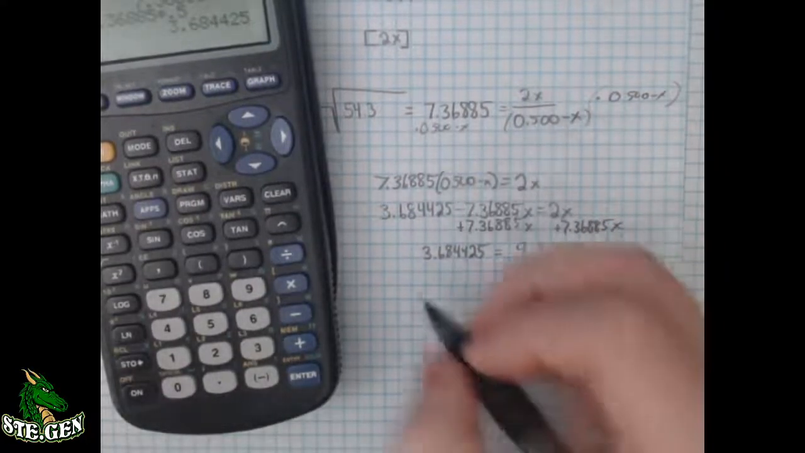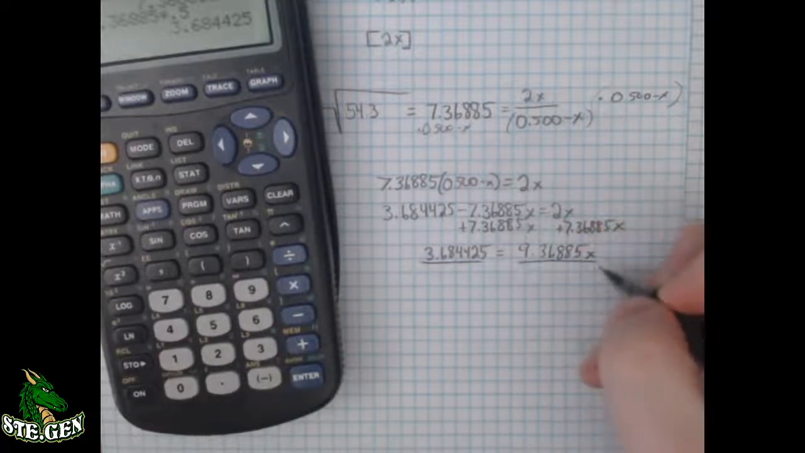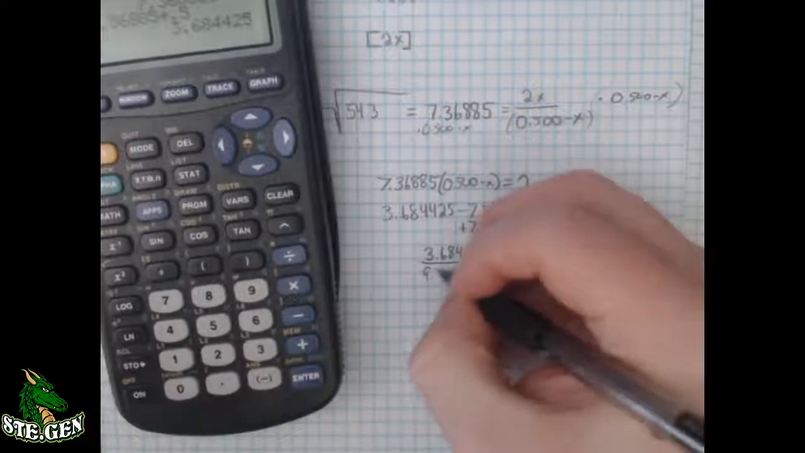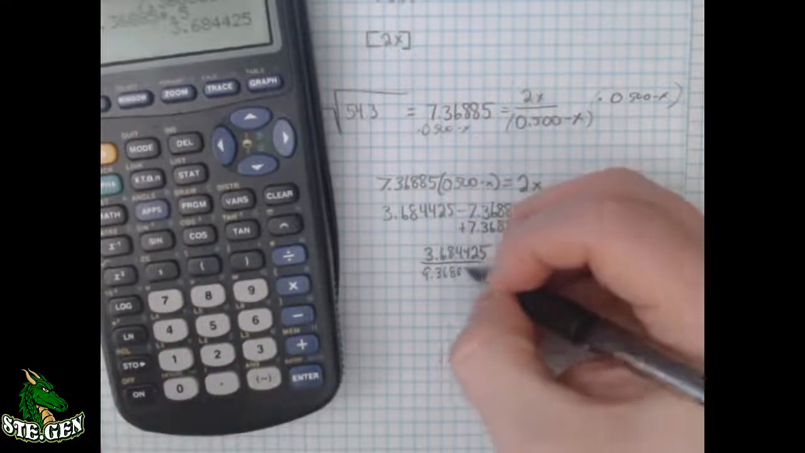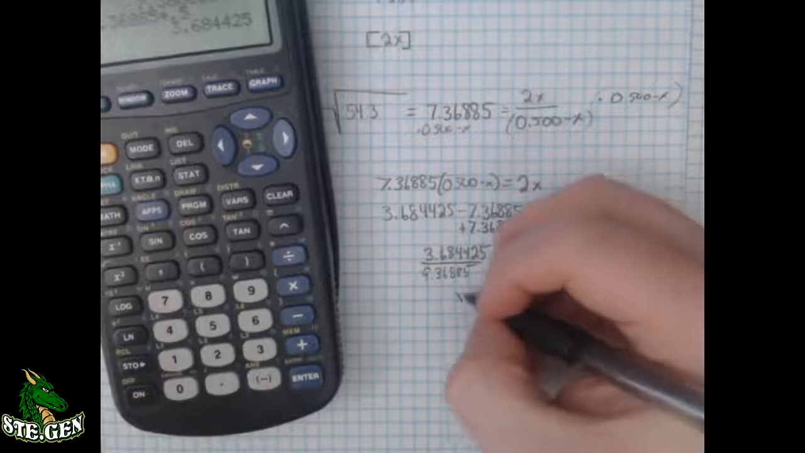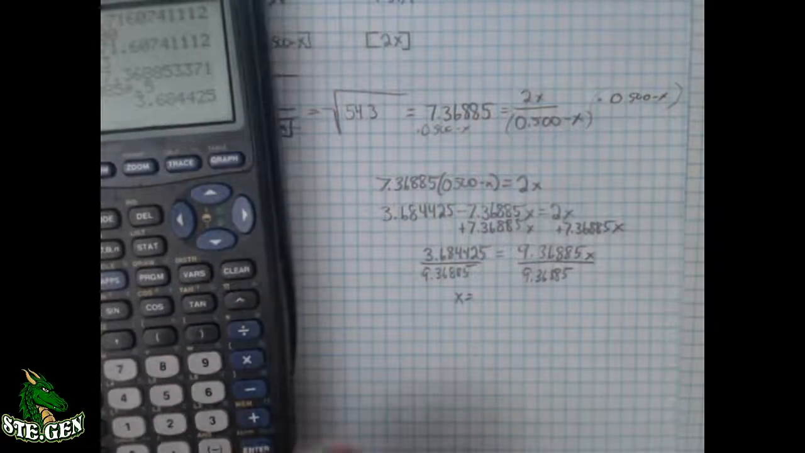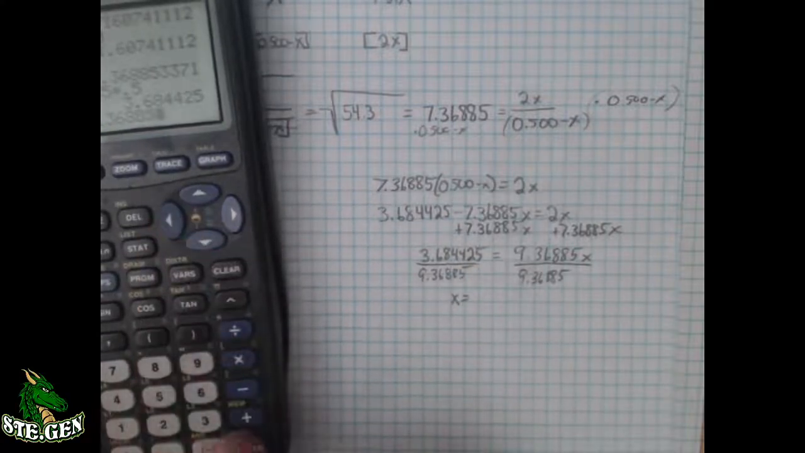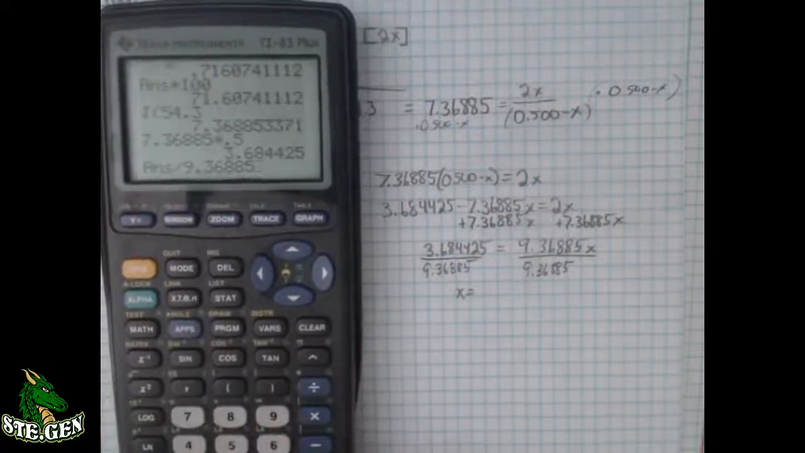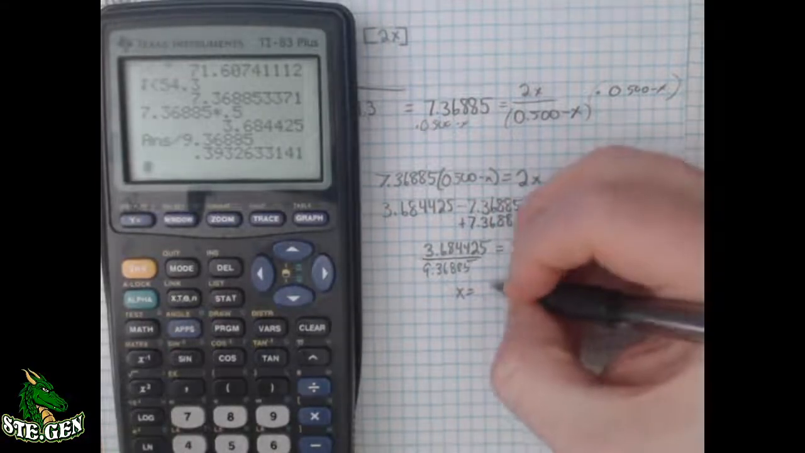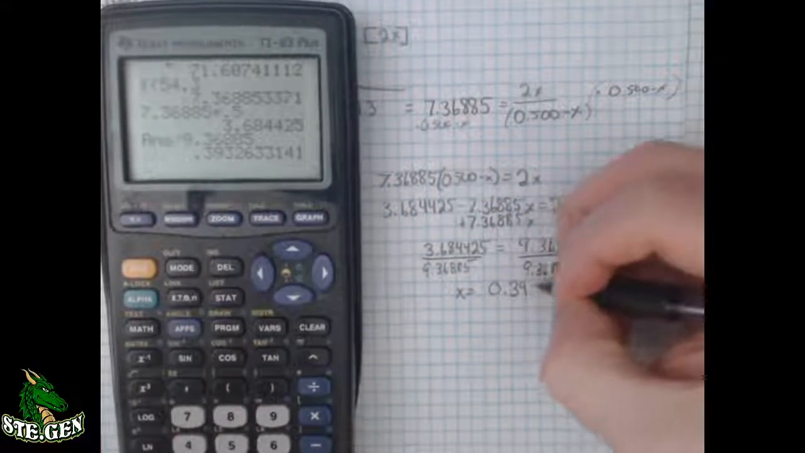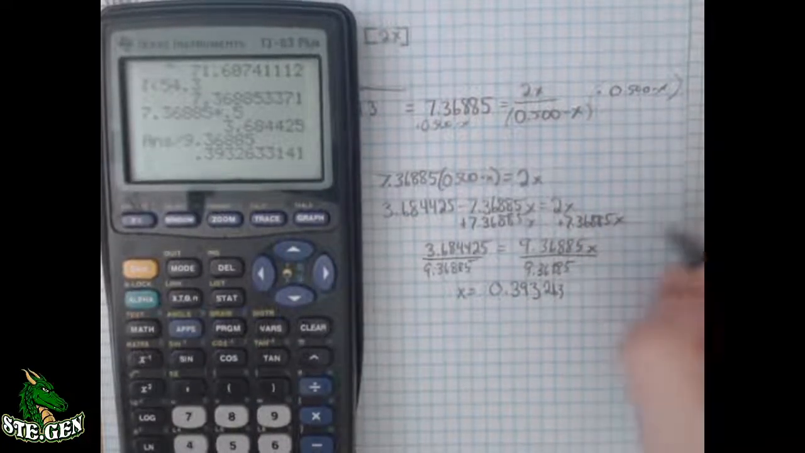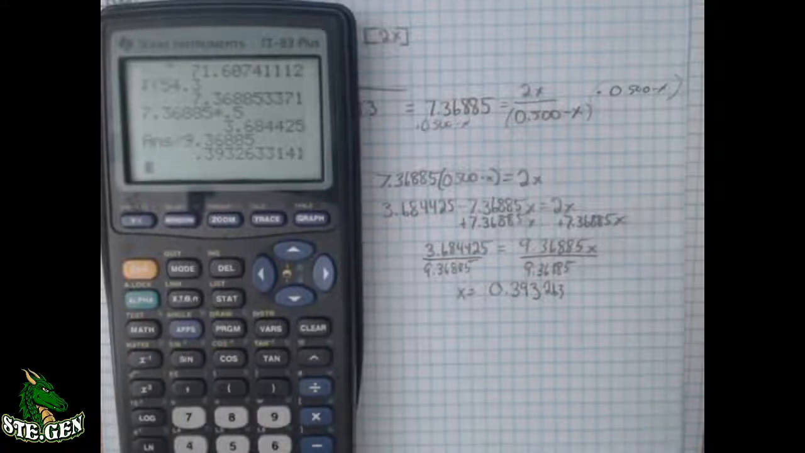9.36885x. And now for our last step, we're going to divide each side by our 9.36885. And we get that x equals 0.393263. But if we look back at our problem, all of our stuff has 3 sig figs, or at least everything we've used in the calculations.